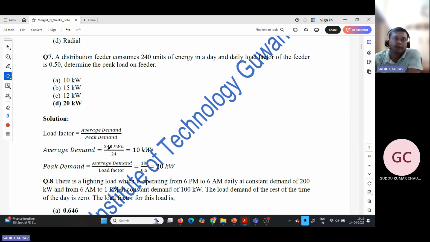So we have energy consumption given. Based on the energy consumption, we can get the average demand. The average demand we find by dividing by the number of hours, and then the peak demand we have to find, and the load factor is also given. So load factor is known as the average demand upon the peak demand. So we will get the peak demand equal to 20 kilowatt.